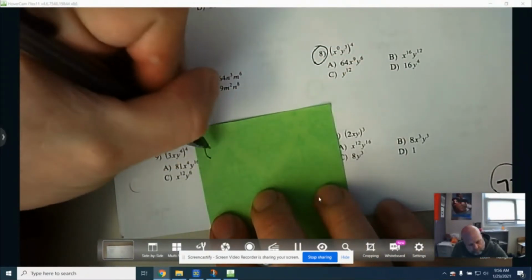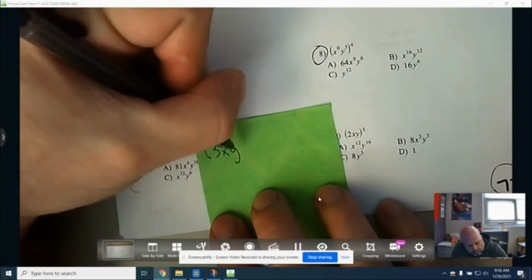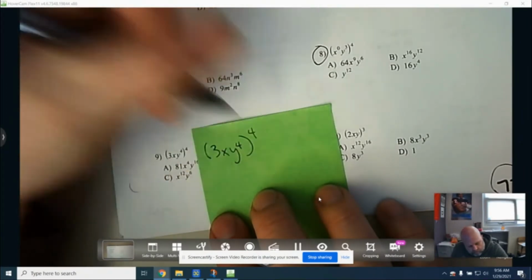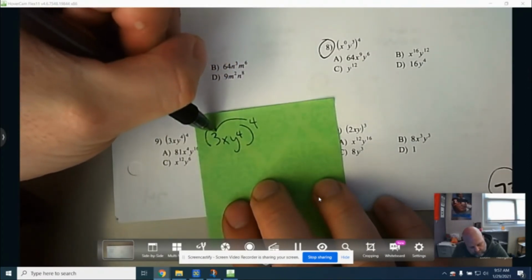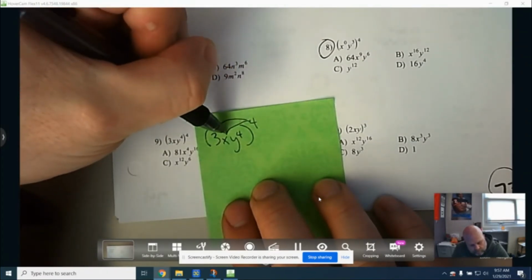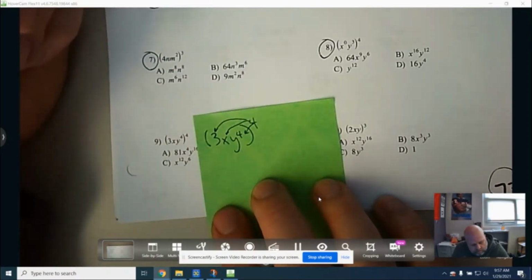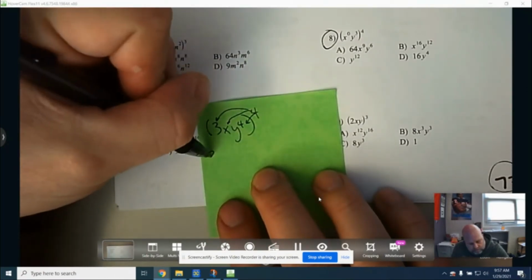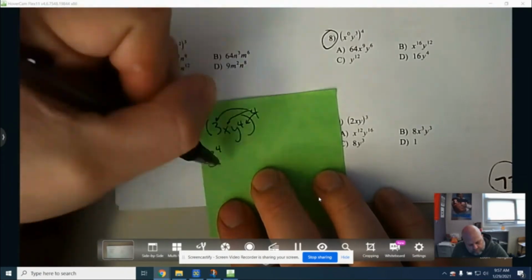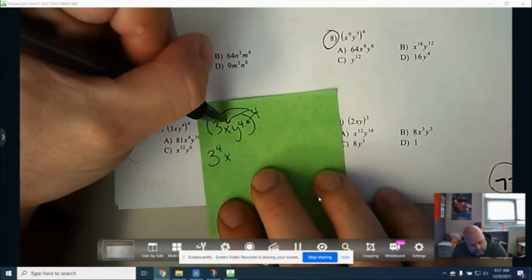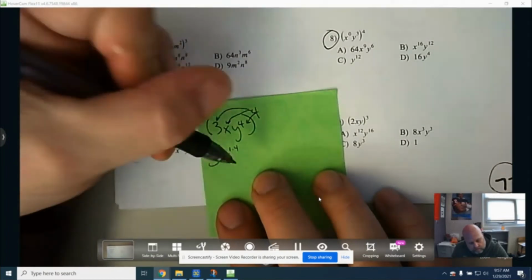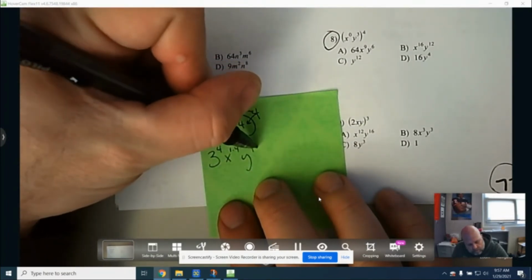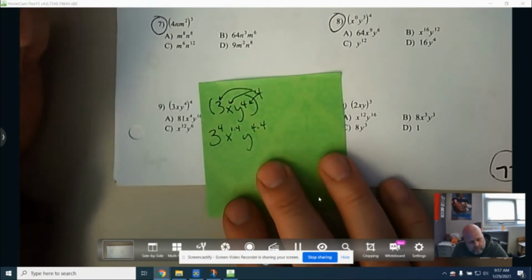Okay, so we have 3x y to the 4th, and all of that is to the 4th power. So again, draw your arrows into every piece. So to the 3, to the x, to the y. So the 3 is now 3 to the 4th power. The x, you didn't have an exponent, technically it was a 1, so 1 times 4. And then the y is going to be 4 times 4.